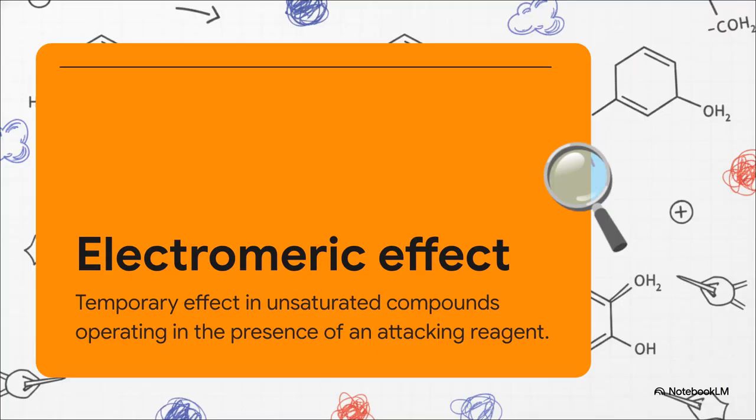Remember that electromagnetic analogy from earlier? That is the electromeric, or E effect. This is a strictly temporary effect operating in unsaturated compounds, so things with double bonds like carbon-carbon or carbon-oxygen. It only activates when an attacking reagent shows up to flip the switch. If there's no attacker, the molecule just sits there perfectly normally.